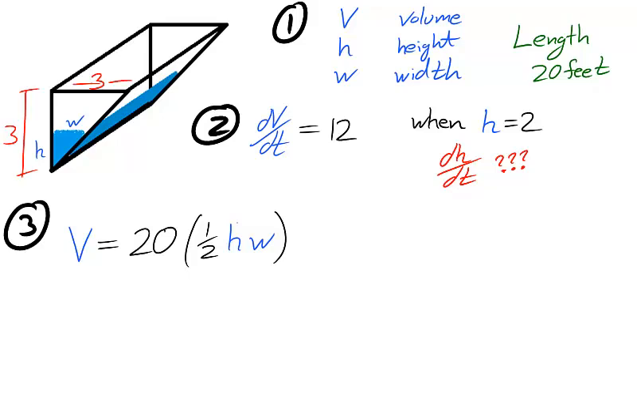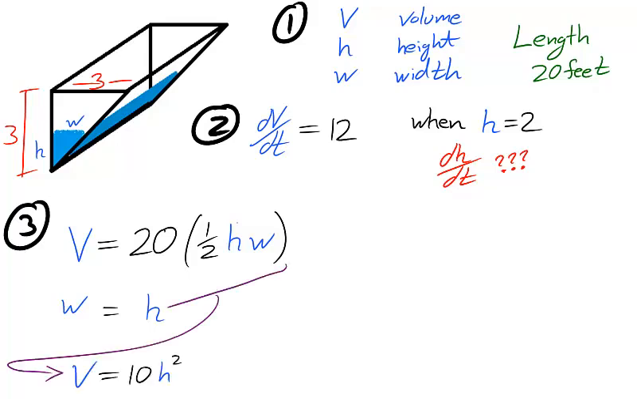We also have a similar triangle. The triangle of the water is similar to the larger triangle of the trough. We can use this similarity to find the relation w over 3 is equal to h over 3, or just w is equal to h. We combine the two equations to find a main equation, V is equal to 10h squared.